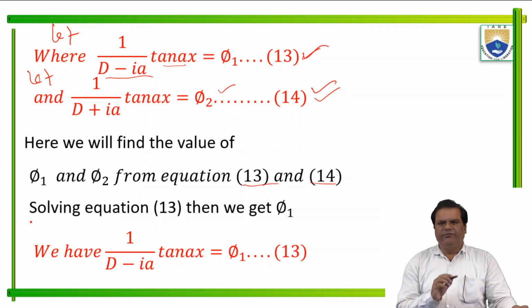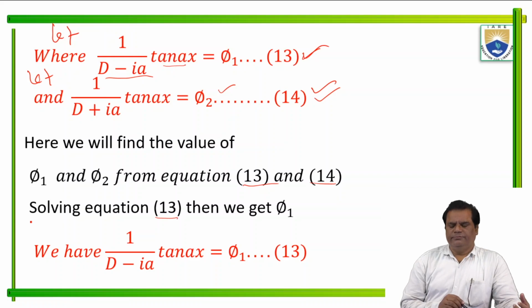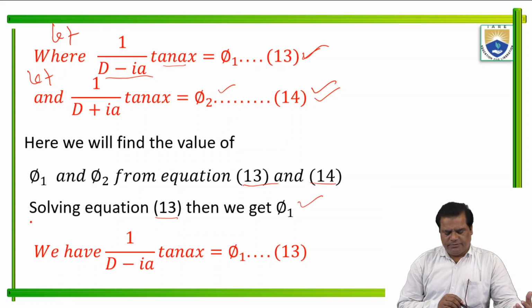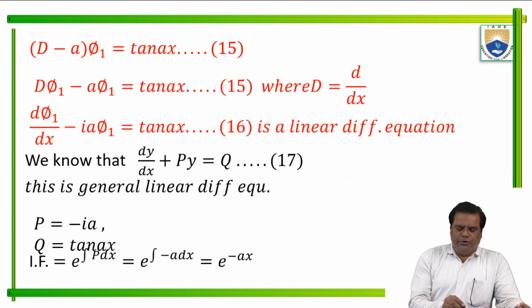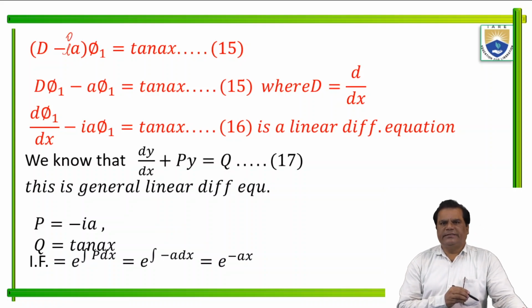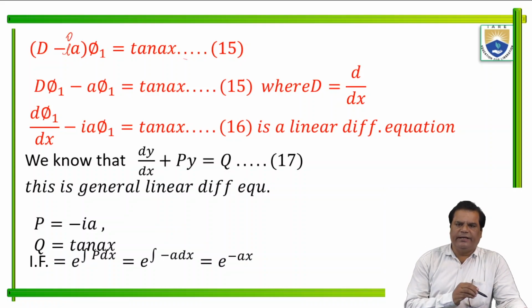Solving equation 13 first. We want to solve equation 13 to get the value of phi1. So we have 1 upon D minus iA tan(x) equal to phi1, this is equation 13. So D minus iA, this is i here, D minus iA into phi1 equal to tan(x).